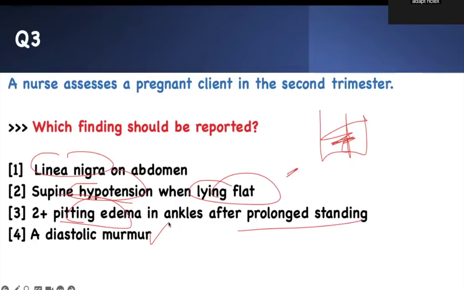A systolic murmur in a pregnant lady is normal because of an increase in fluid volume or blood volume. A diastolic murmur is unexpected. It's a bad problem and indicates a cardiac problem. I want you to write it down. Every time they give you a question on a pregnant lady and you hear a diastolic murmur, know that this is a problem. That is your right answer.